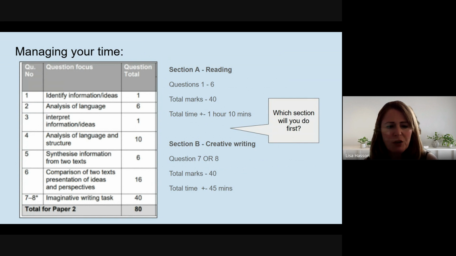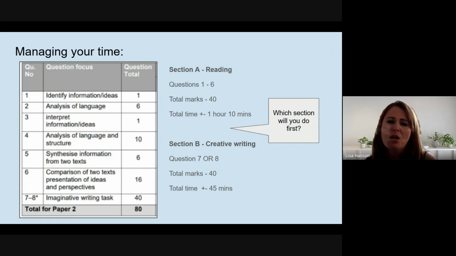Obviously, for question 7 or 8, you've got a choice between 2 questions here, different to other exam boards. It is your imaginative writing task, your creative writing task, where you have to write to entertain and use your imagination to achieve. I'll talk a little bit about that later as well.